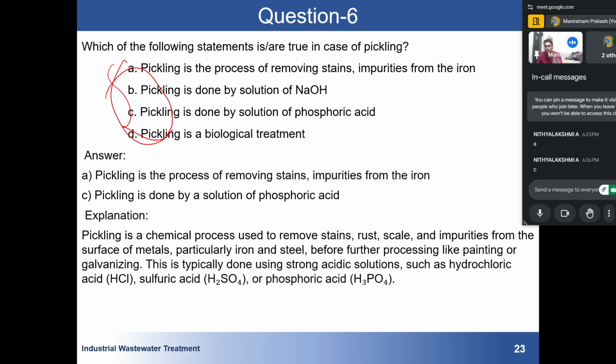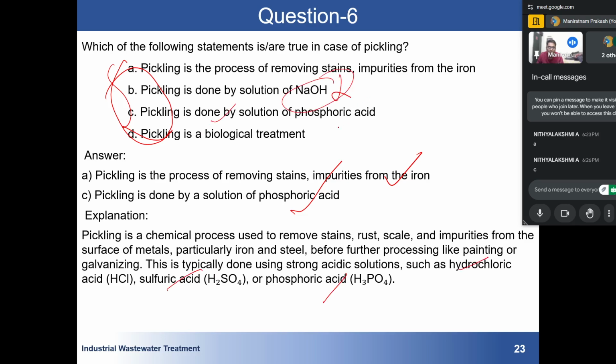The correct answer is A and C. Pickling is a process of removing stains and impurities from iron, and it is done using phosphoric acid. Pickling is a chemical process used to remove stains, rust, scale, and impurities from the surface of metal, particularly iron and steel, before further processing like painting or galvanizing. This is typically done using a strong acid solution such as hydrochloric acid, sulfuric acid, or phosphoric acid. So that's why a base is not used.